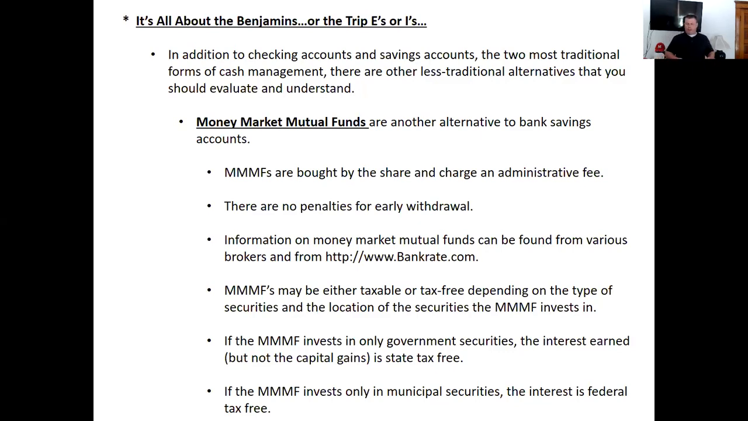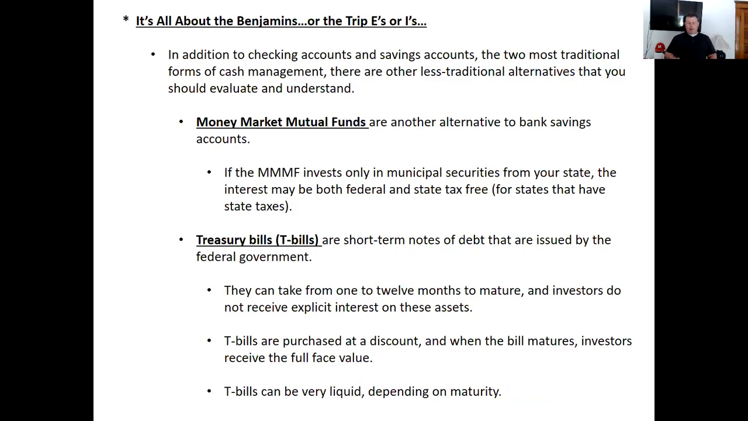We've already talked about, depending on the type of securities and the location of the securities the MMF invests in. If the MMF invests in only government securities, the interest earned is state tax-free, but not capital gains tax-free. Capital gains tax is the tax you pay on any money you make on an investment. It's different than income tax because this is not income. If the MMF invests only in municipal securities, like I said, the interest is federal tax-free. If the MMF invests only in municipal securities from your state, the interest may be both federal and state tax-free for states that have state taxes. Not every state has state income taxes.